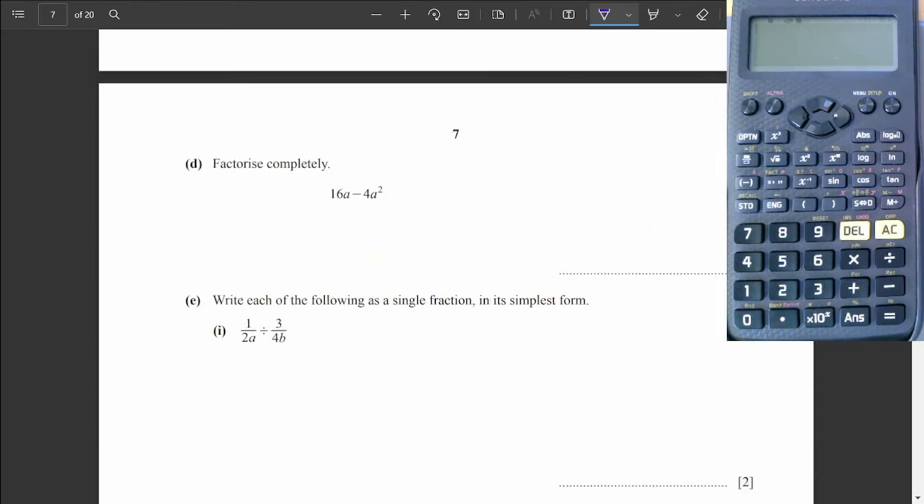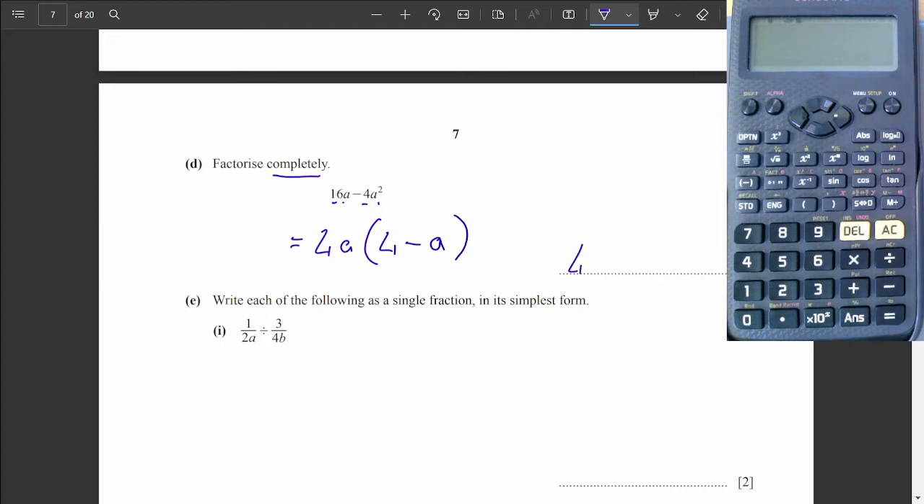Right, question 4d. Factorize completely. That's the word, completely. So first of all, we see the common factor of 16 and 4 is 4. And the common factor of a and a squared is a. What is left then? We need to have a 4, because 4a times 4 is 16a. And we need an a minus a, because 4a times minus a is 4a squared.